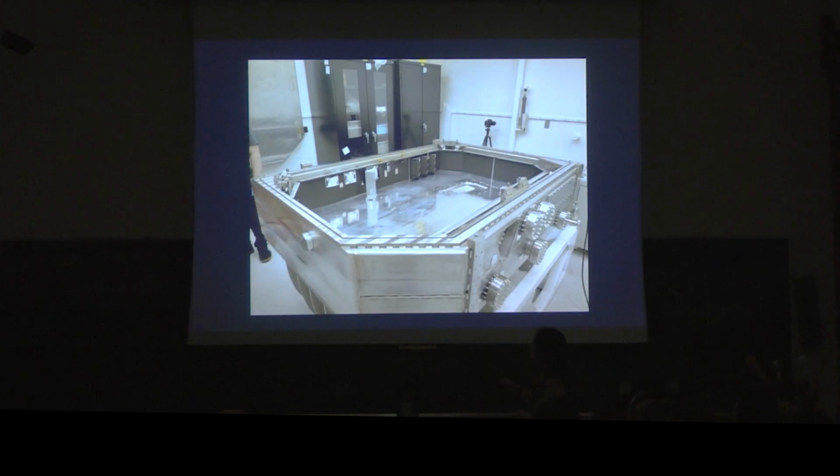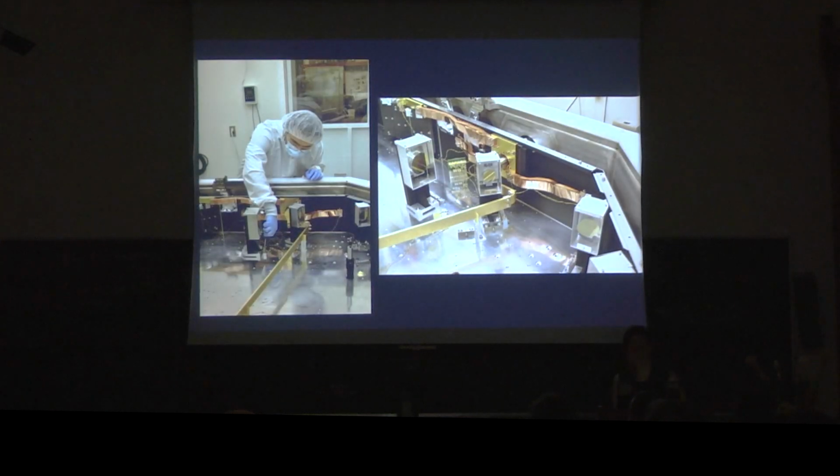This is what it looks like when you open it up before anything is in it. So this shiny surface here is called the optical bench. And if you have sharp eyes, you might see these little dots here. Those are all bolt holes to install things on the bench. And we started to do that.